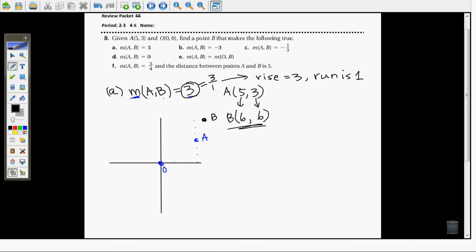The other one is, what if the slope between A and B is negative 3? Negative 3 is negative 3 over 1, so you can go down 3 and the run is 1. How can we say negative 1 over 3? Well, you can either say 1 down and 3 to the right, or 1 up and 3 to the left. Either way. So that's for problem 8.